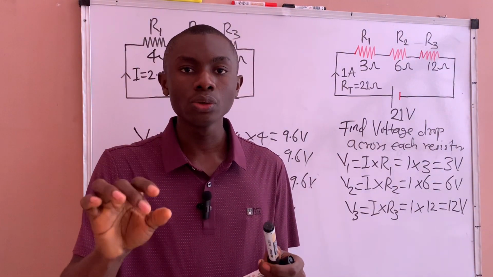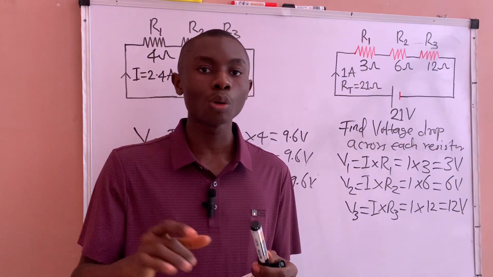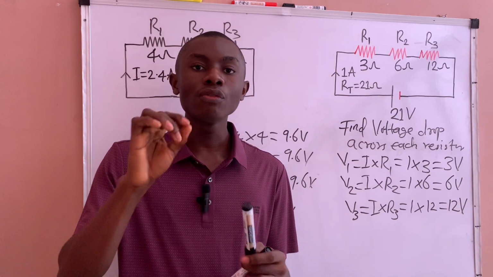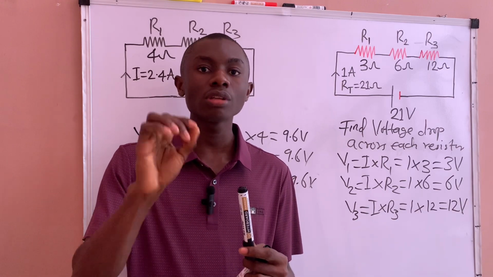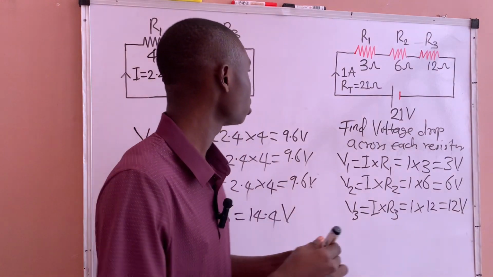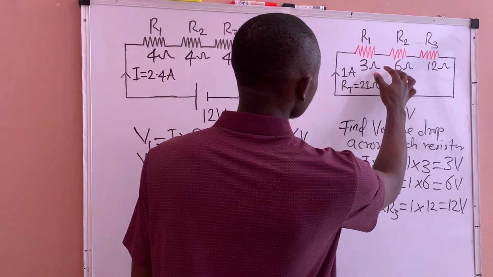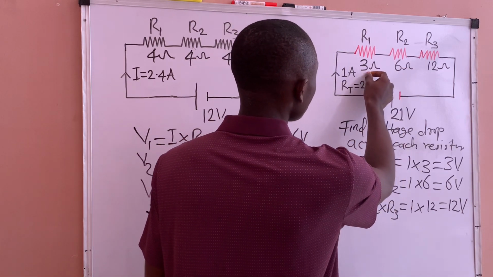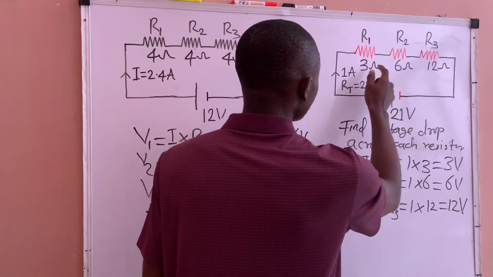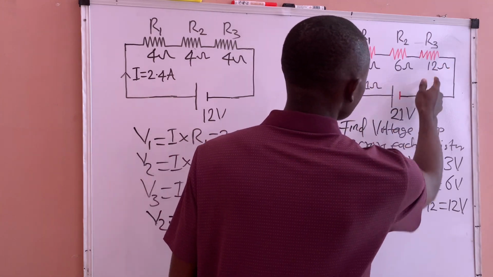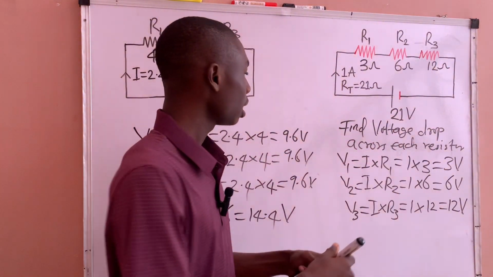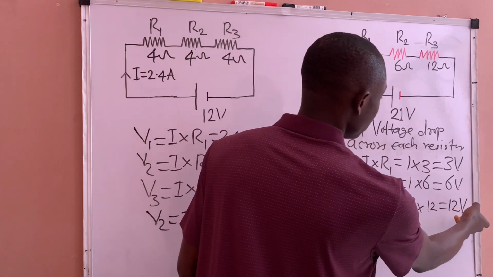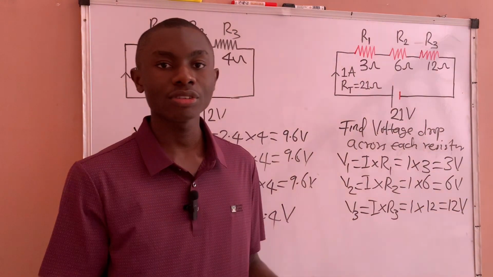But let me give you another formula also. Different resistor values equal different voltage drop. If the values of the individual resistors are different, the voltage that will drop across the individual resistors will be different. That was the reason why, if you can observe from this circuit, the values of the individual resistors here are different. We have 3 ohms, 6 ohms, and 12 ohms. That is the reason why the voltage that dropped across these individual resistors was different.